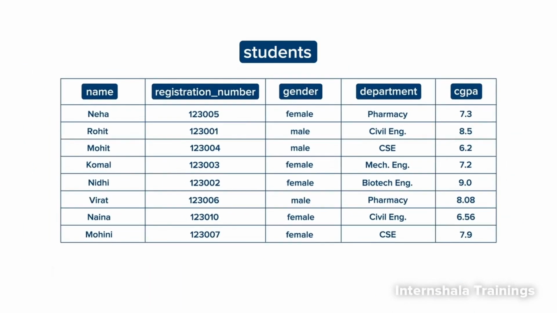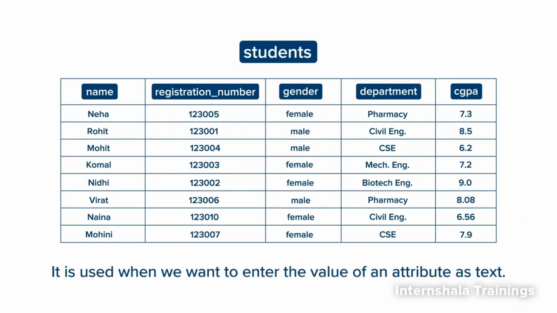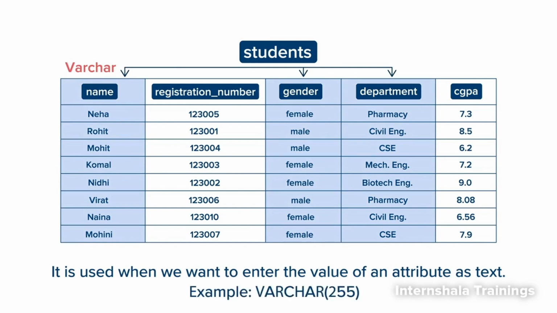Next, we have the data type varchar that is used for texts. So, wherever in our table we want to add the value as text, that is for the attribute name, gender and department, we define the data type as varchar along with the maximum length of the text we want to accommodate. Here, the maximum length of the text we have taken is 255 characters because we are assuming that the name, gender and department of the students cannot be of more than 255 characters.